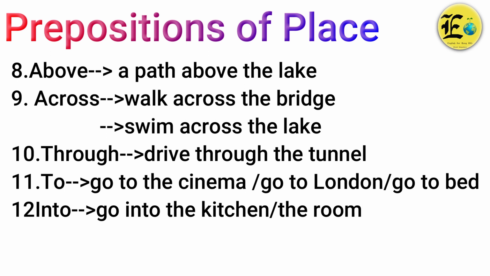Across gives the meaning like you get through something, right? There should be like over something. Okay, so that's like walk across the bridge or swim across the lake. So you go through something, right? The next preposition of place is through.